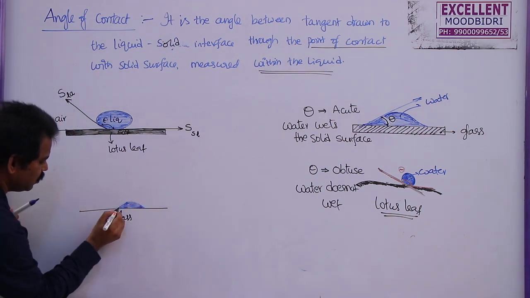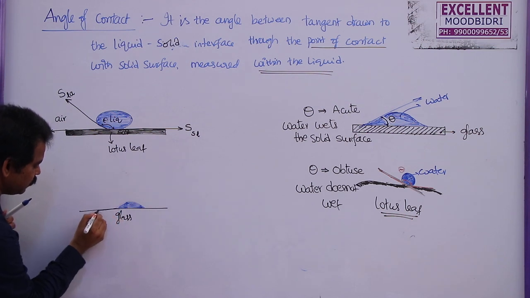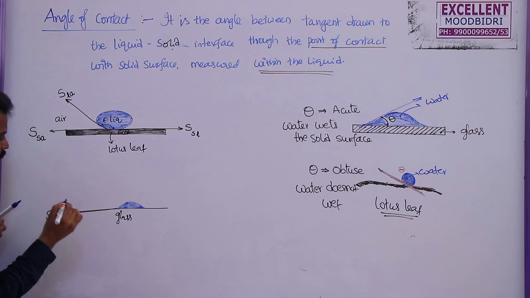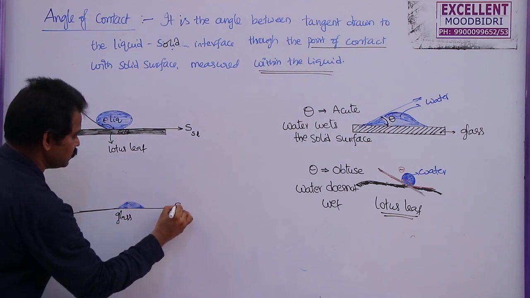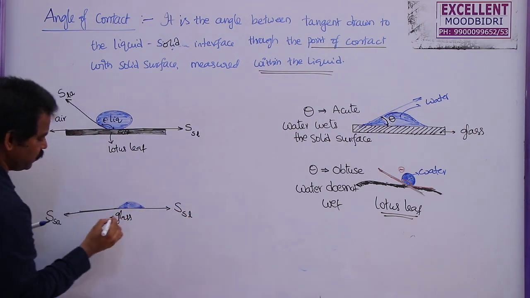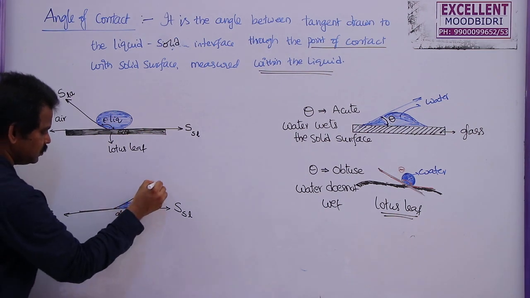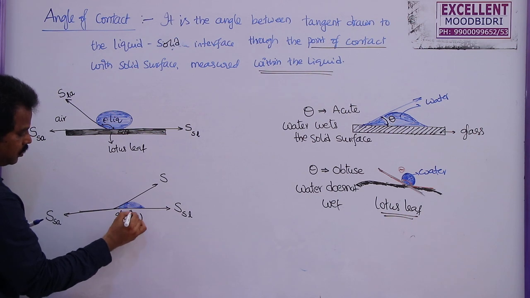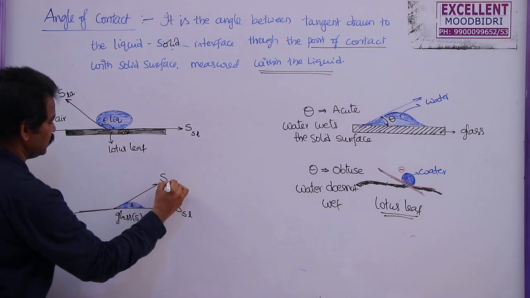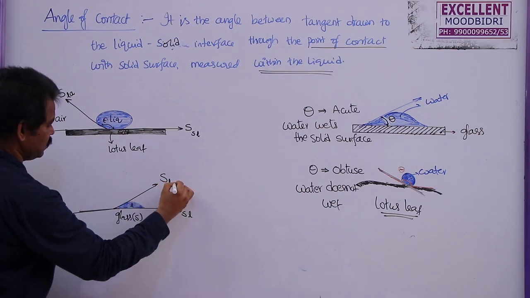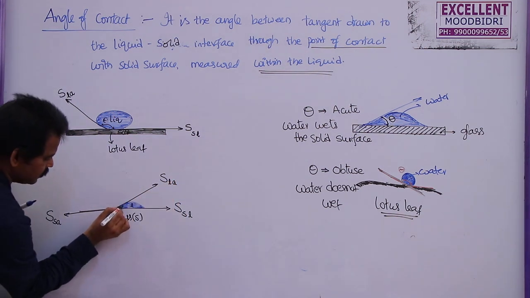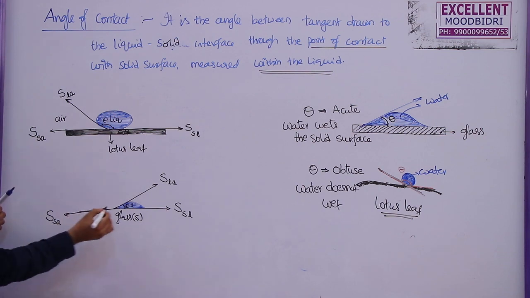Here also, I am going to draw the surface tensions. This is the surface tension between solid and air. This is the surface tension between solid and liquid. Here, this is the direction of the surface tension between glass, that is solid, and liquid. So this is liquid and air. This is solid and liquid. So here theta is an acute angle.